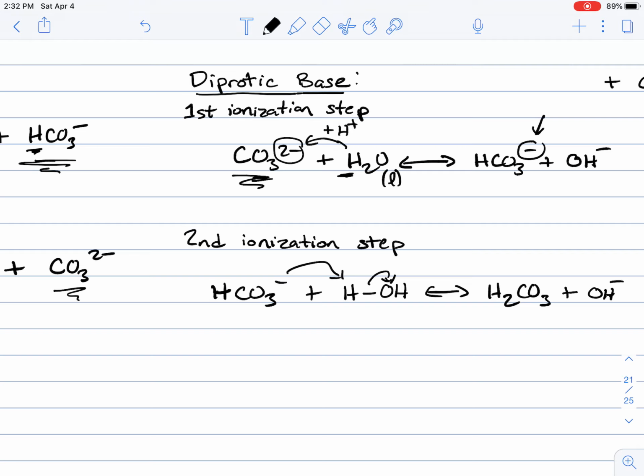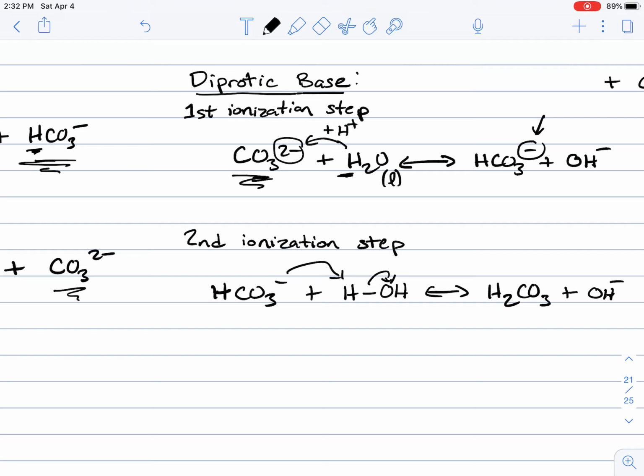Now, another item that I want to mention before we move on to the next topic is the relationship between Ka and Kb for diprotic acids. And so I'm going to go ahead and zoom out just a little bit. Perhaps I'm just going to move my work a little bit lower just so it's not too cluttered. All right. So let's go ahead and compare and contrast the diprotic acids and the diprotic bases.